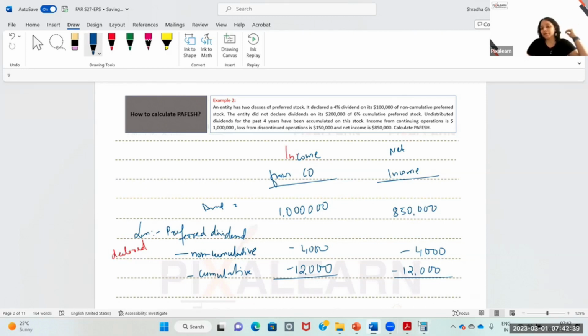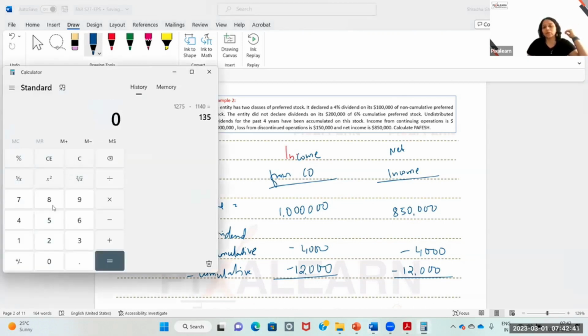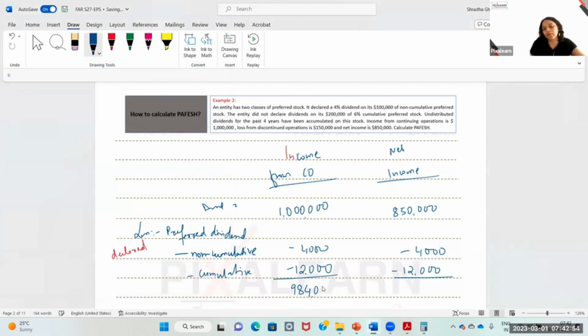Just give me the figure, guys. So this is 984 here. And this will be 150 less than that. That is 834.